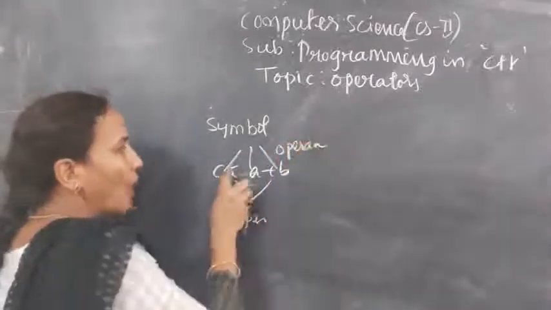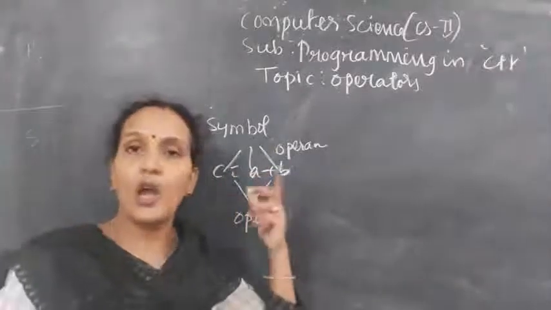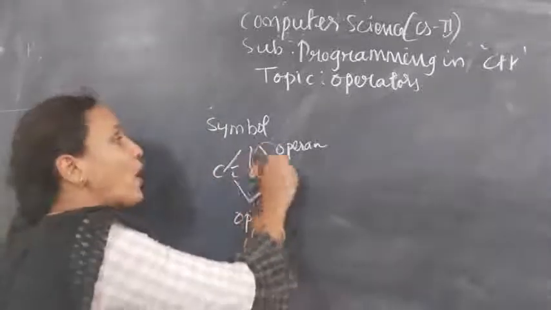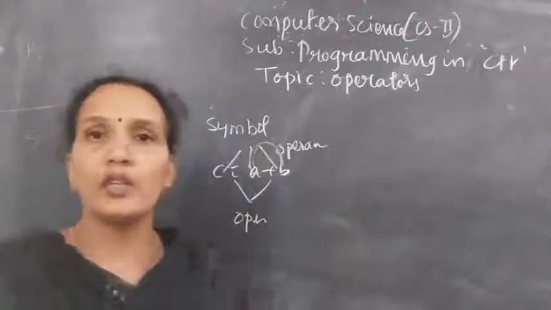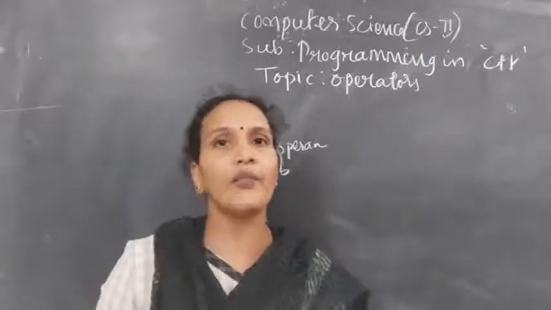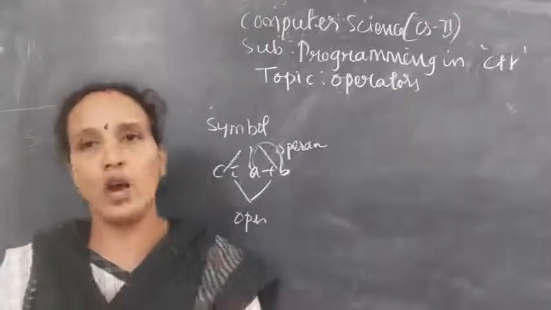Okay, so operators perform different arithmetic operations. Here it is an arithmetic operation. Operators perform arithmetic and logical operations on operands. Okay, so what is an operator? An operator is a symbol which is used to perform different arithmetic and logical operations on operands.